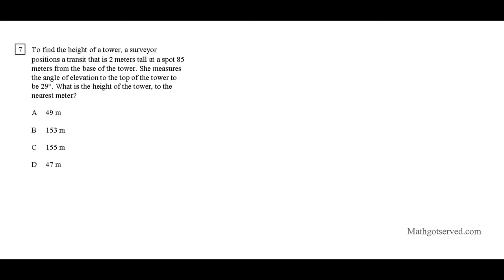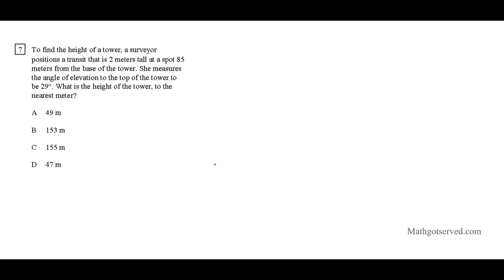Question 7. It says to find out the height of a tower, a surveyor positions a small transit that is 2 meters tall at a spot 85 meters from the base of a tower. She measures the angle of elevation to the top of the tower to be 29 degrees. What is the height of the tower to the nearest meter? Okay, so let's go ahead and make a sketch of the situation.